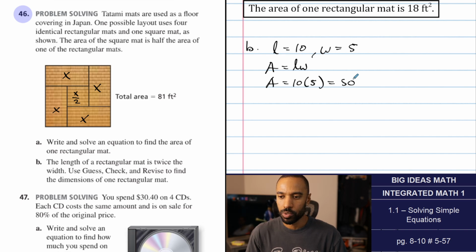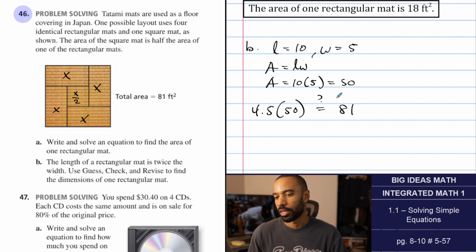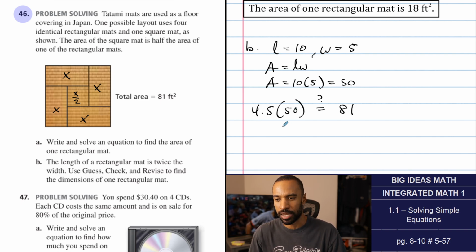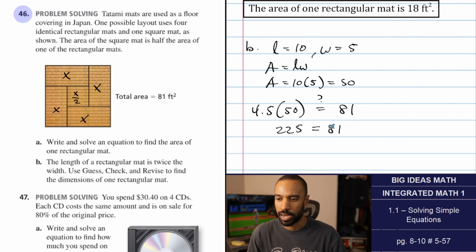Now what we want to do is try 4.5 times 50. Does that equal 81? No, that looks way too big. But let's figure out how big that is. I think that's 225. 225 does not equal 81. That is way too big. So let's revise it. Let's make them smaller.